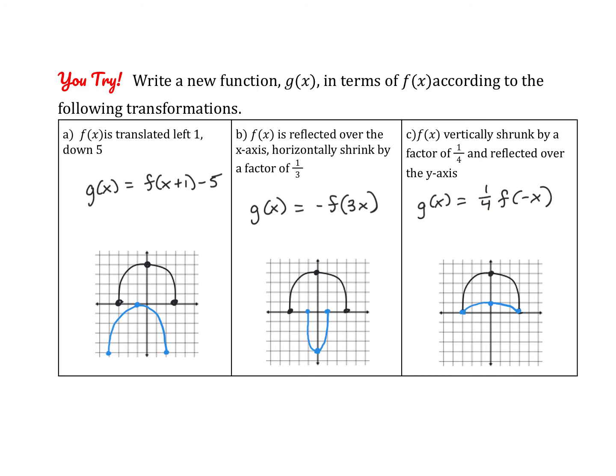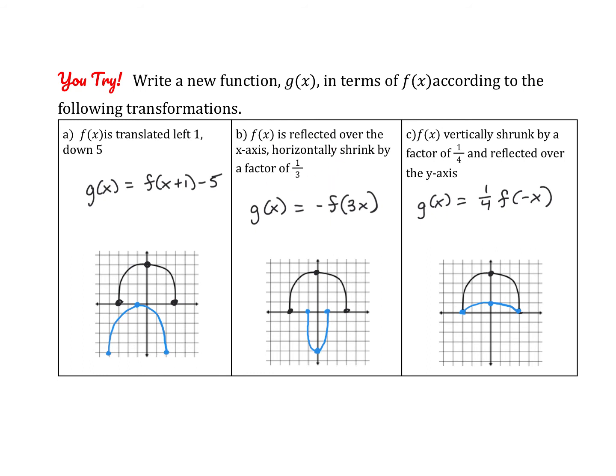All right, go ahead and check your work here. So if you want to translate left 1, you should add 1 to x. Down 5, you subtract 5 from your entire function. And these are the 3 points that I thought were easiest to translate accordingly. So I just moved each one left 1 and down 5.